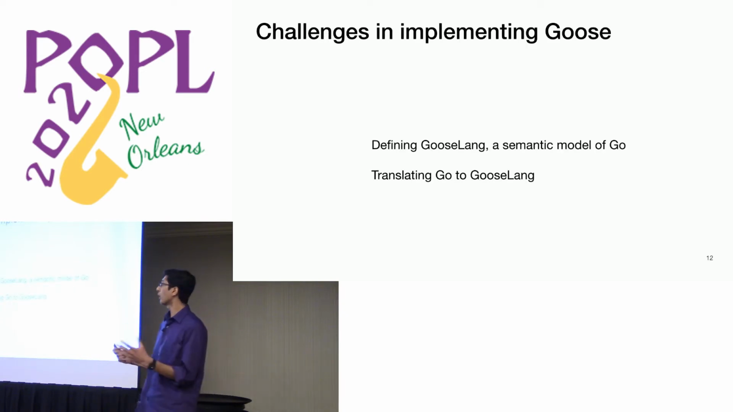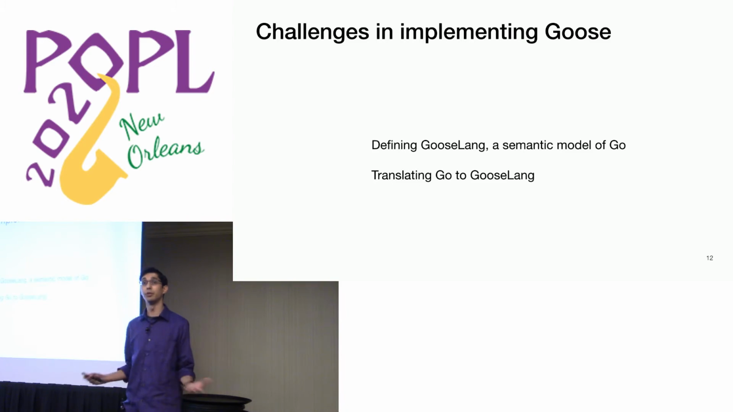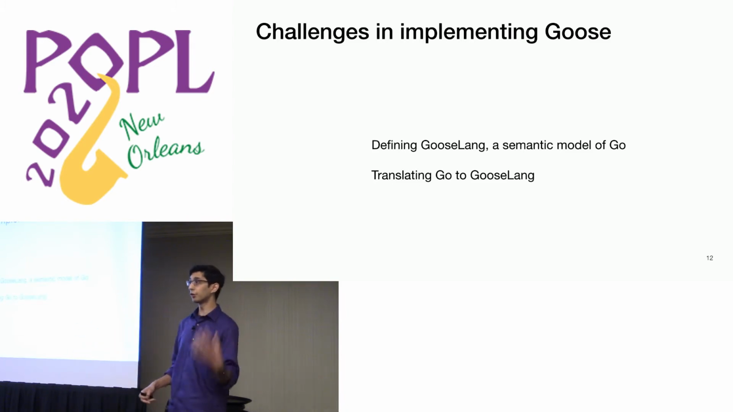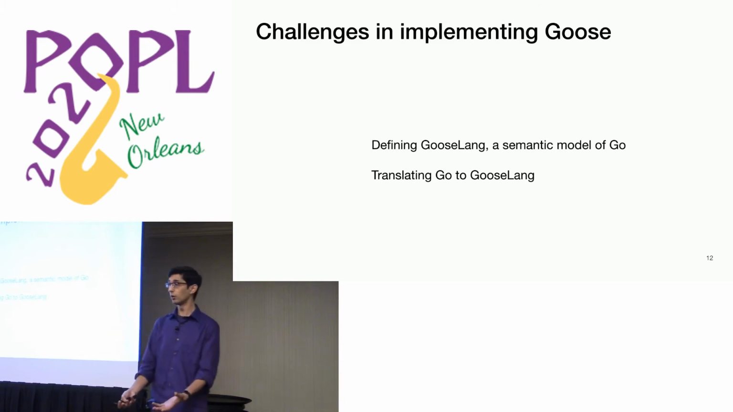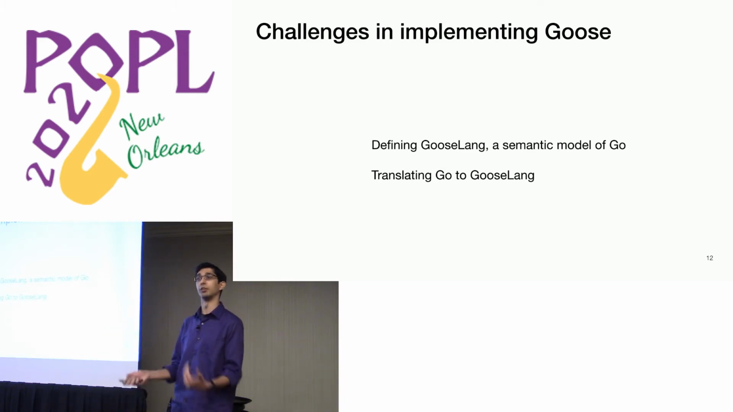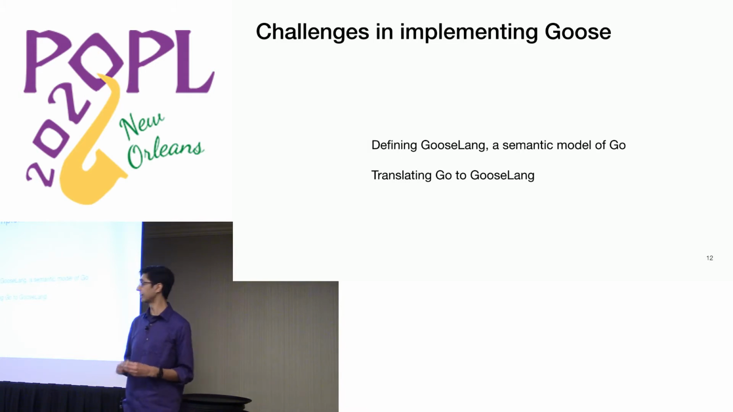So the bulk of this talk, I'll focus on two challenges in implementing this whole approach. The first, more interesting aspect perhaps, is GooseLang, which is the semantic model of Go. And then I'll touch on some aspects of the translation process after talking about GooseLang.